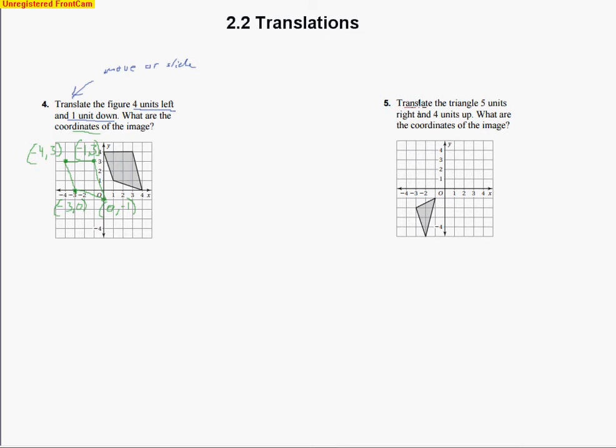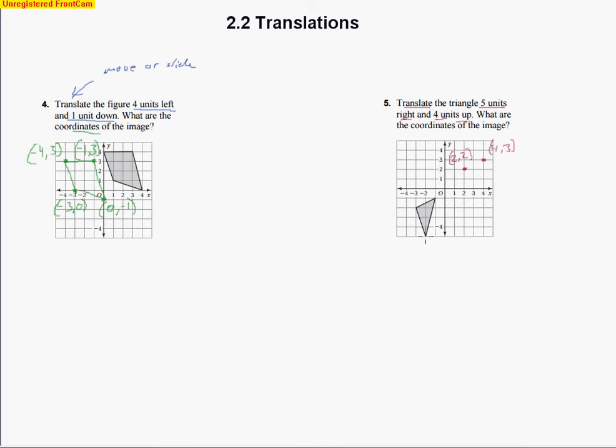So translate the figure 5 units right, 4 units up, and then go ahead and name the coordinates of the image. So 5 units right, so we go 1, 2, 3, 4, 5, and then 4 units up, 1, 2, 3, 4. And so we can go ahead and mark that point. That is 4 units right, 3 spaces up, so 4, 3. And this next one goes 5 units right, so 1, 2, 3, 4, 5, 4 up, 1, 2, 3, 4. So that point represents 2, 2.